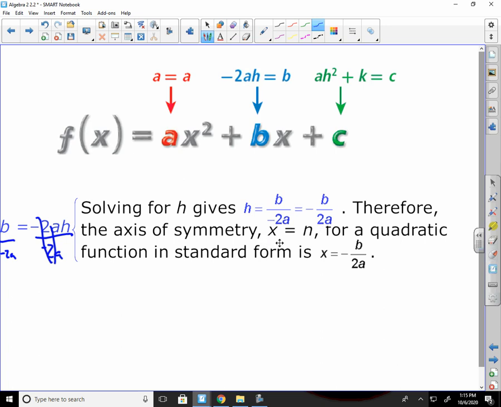Therefore, our axis of symmetry, x equals h, for a quadratic function in standard form is x equals negative b over 2a. So if I need to find the AOS and I'm given the standard form, it's just negative b over 2a.